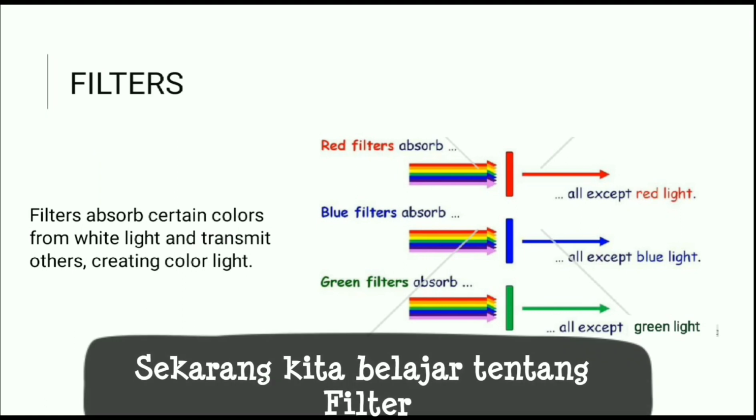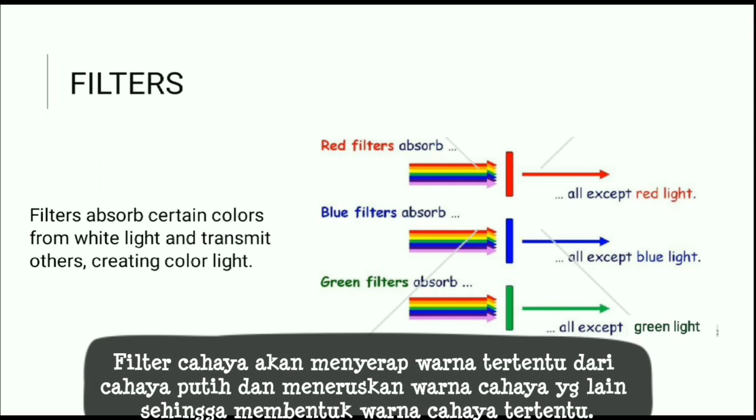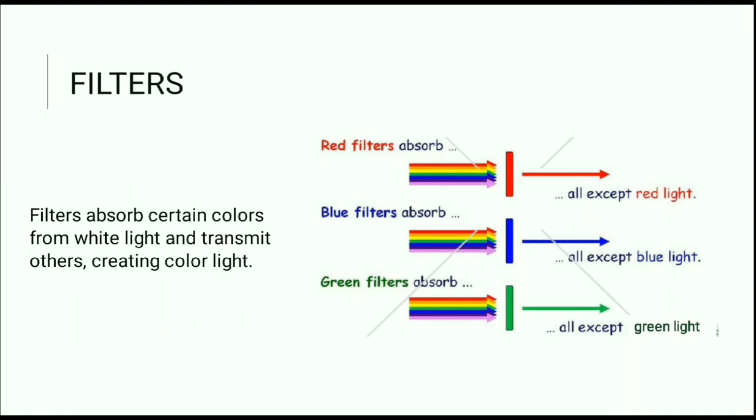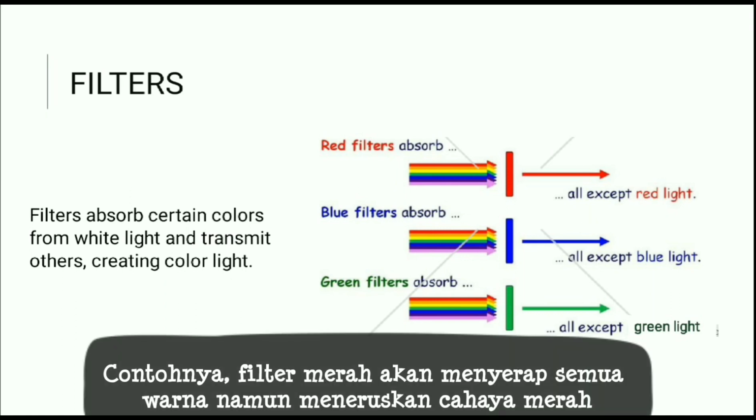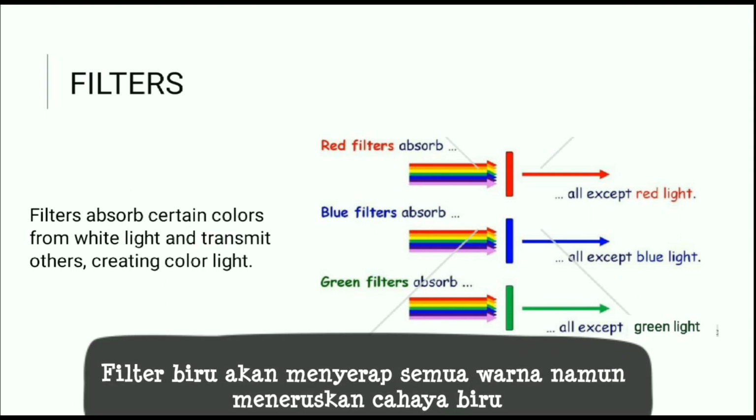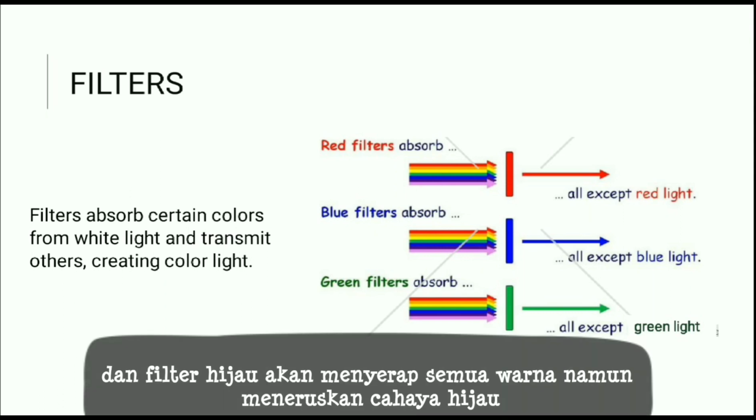Okay, now we move on to the filters. Filters of light will absorb certain colors from white light and transmit others, and it will create colored light. For example, a red filter will absorb all colors and will only transmit the red light. Blue filters will absorb all colors but will transmit the blue light, and green filters will absorb all colors and only produce the green light.